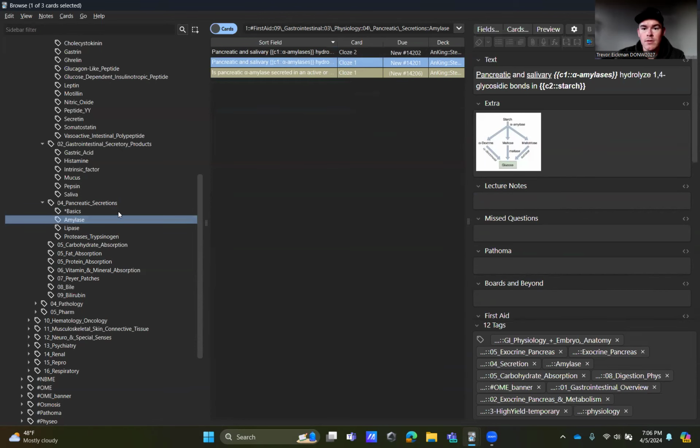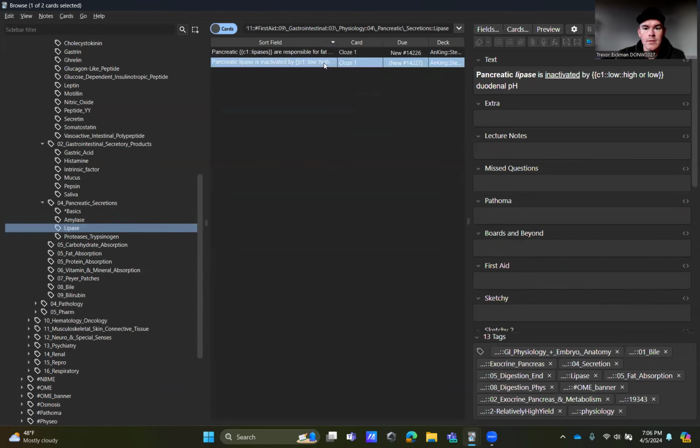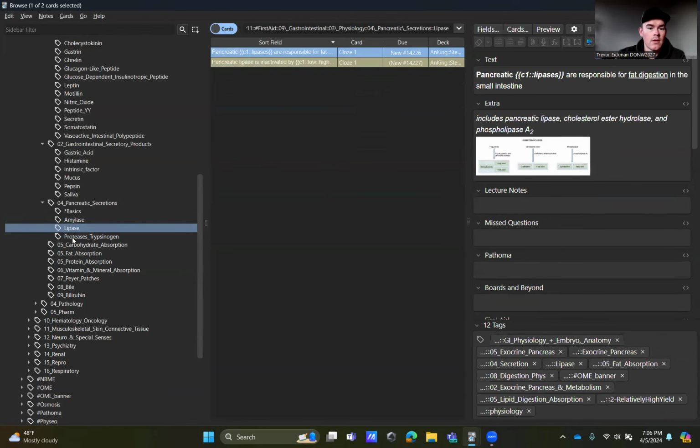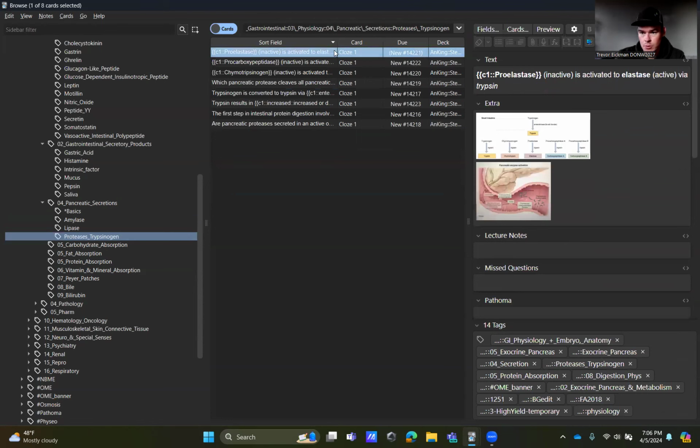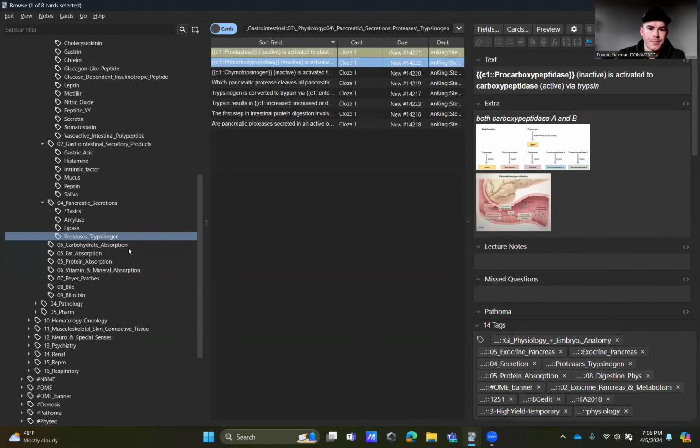Then we'll jump to amylase. You want the first 2. Lipase, you want the first one. Protease is trypsinogen, all of them except the first one. Yeah, all of them except the first one.